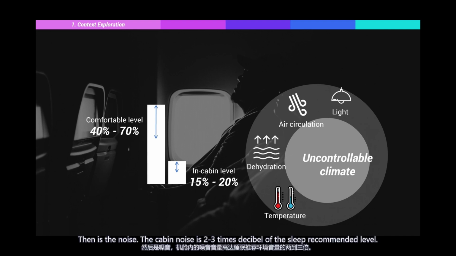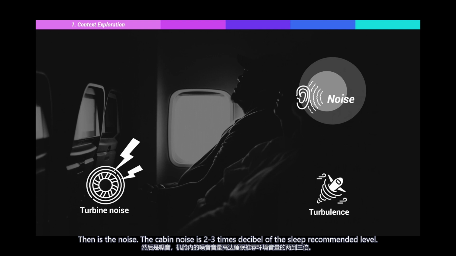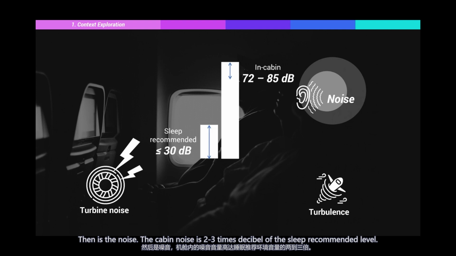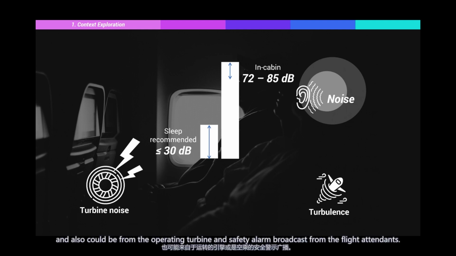Then is the noise. The cabin noise is 2 to 3 times decibel of the sleep recommended level. The noise could be generated from crying baby or snoring neighbors, and also could be from the operating turbine and the safety alarm broadcast from the flight attendants.